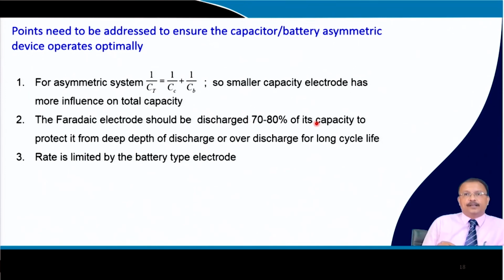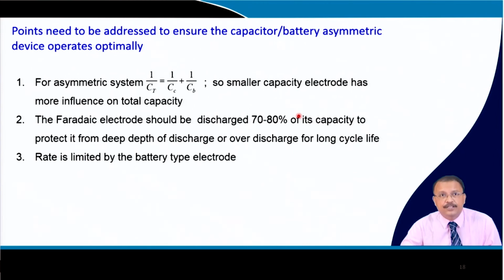Now, the point that one should address is that for an asymmetric system, this equation is valid for the capacitor and this one is for the battery. Then the electrode with the small capacity will control the total capacity.